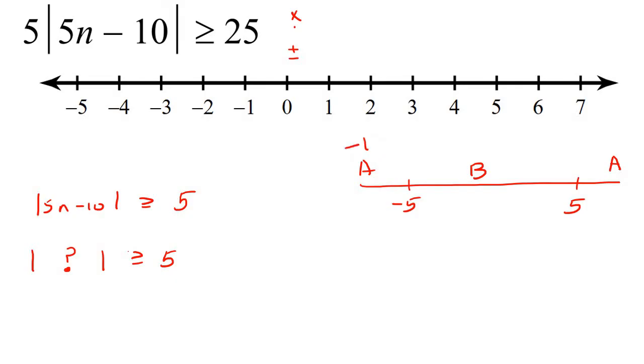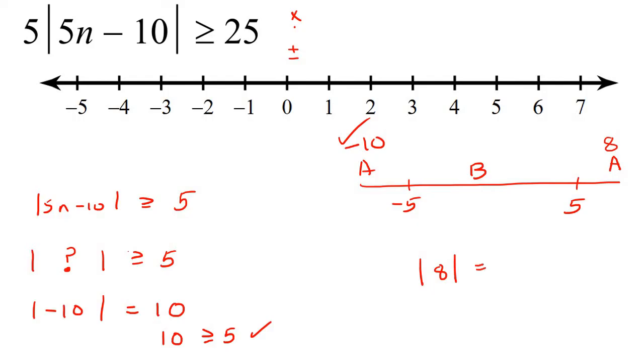Let's try minus 10. If you put minus 10 into that absolute value, what does that give you? Well, that actually gives you 10. And 10 is bigger than 5. So this interval works. That was a good one. Obviously, this one also works, but I'll prove it to you. Let's take the number 8. If you put the number 8 inside the absolute value, it'll give you 8, which is bigger than 5. So this works. So these two are the ones that we want.